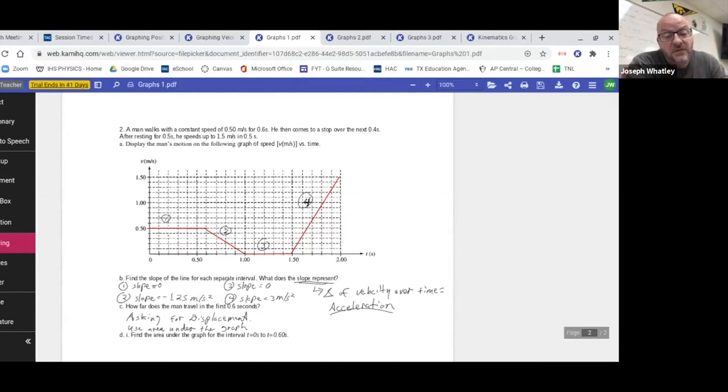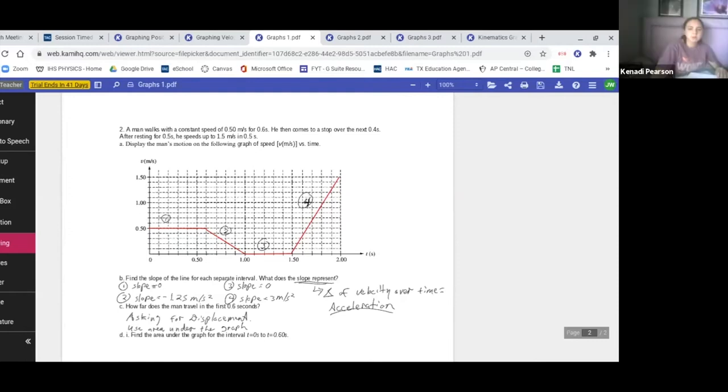The second half of this question says, what does the slope represent? I'd ask it out loud, but you can already see it on the screen. You see that triangle? That means change. Change of velocity over time equals acceleration. The slope of a velocity graph tells you acceleration. The slope of a displacement graph tells you velocity.